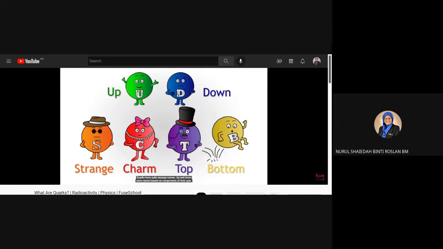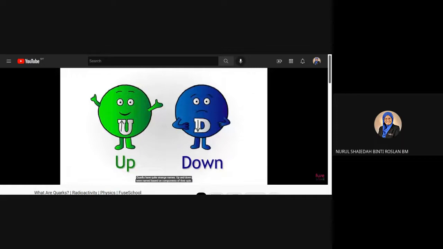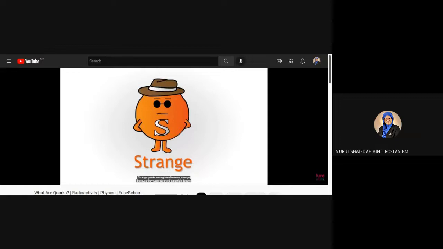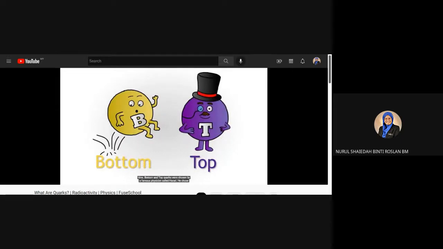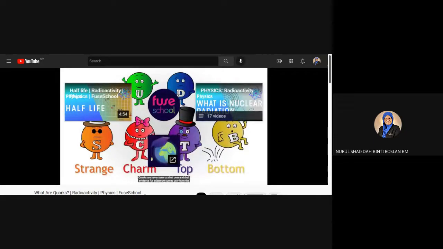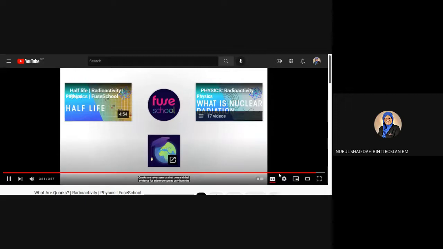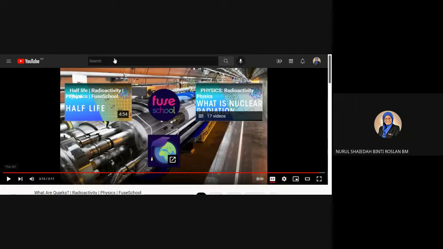Quarks have quite strange names. Up and down were named based on components of their spin. Strange quarks were given the name strange because they were observed in particle decays that had slightly longer lifetimes than they should have done. The charmed quark was given the name because of its fascination, the way that it fascinated the physicists at the time. Bottom and top quarks were chosen by a famous physicist called Harari. He chose the names because they were the logical counterparts of the up and down quark. Quarks are never seen on their own, and the evidence for their existence comes only from particle accelerators.